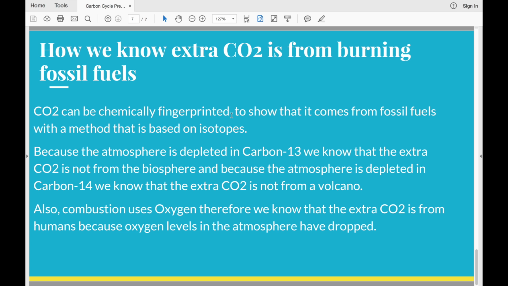So carbon dioxide can be chemically footprinted to show that it comes from fossil fuels with a method that is based on isotopes. Because the atmosphere is depleted in carbon-13, we know that the extra carbon dioxide is not from the biosphere, and because the atmosphere is depleted in carbon-14, we know that the extra carbon dioxide is not from a volcano. Also, combustion uses oxygen, therefore we know that the extra CO2 is from humans because oxygen levels in the atmosphere have dropped.